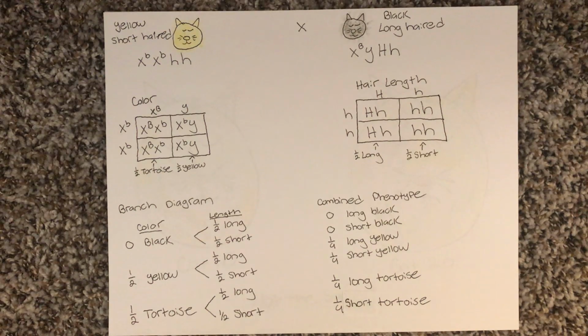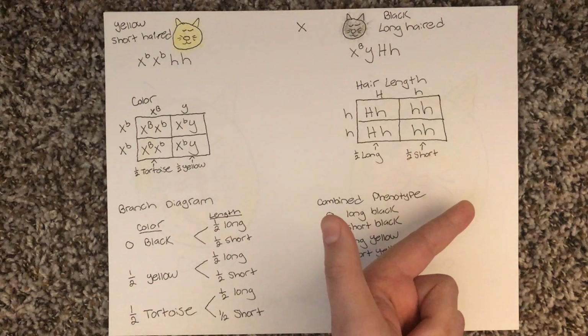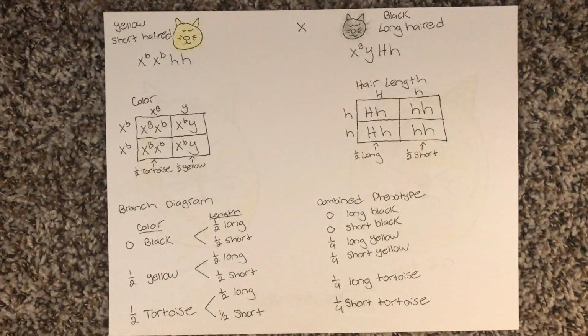Next, I do the Punnett square for hair length. Since the mating male is heterozygous for long hair, he is big H, little h. The mating female is short-haired, making her little h, little h. It can then be seen that half would have long hair and half would have short hair. I can then add that to my branch diagram.